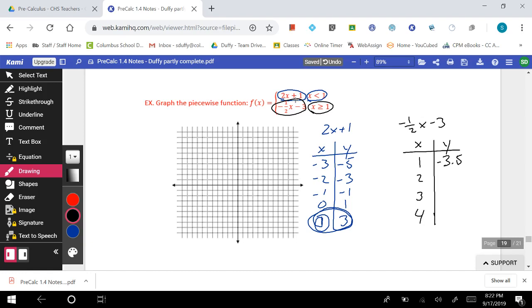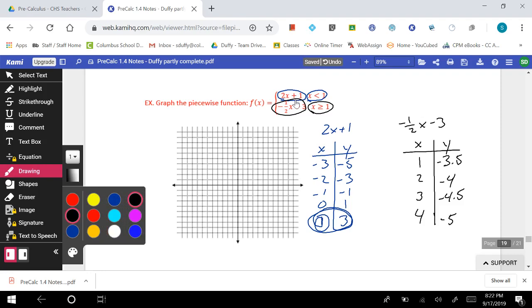Negative 1/2 times 2 is negative 1, minus 3 is negative 4. Negative 1/2 times 3 is negative 1.5, minus 3 is negative 4.5. And 4, negative 1/2 times 4 is negative 2, minus 3 is negative 5. Now it's time to graph. Let's do the blue function first.